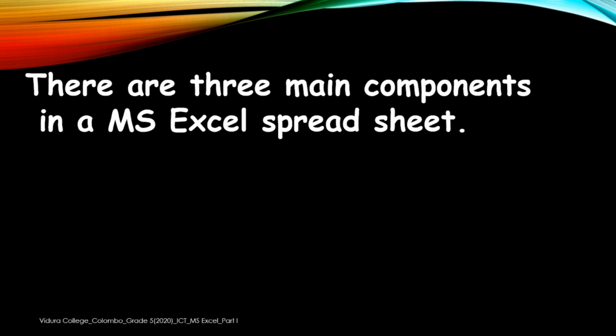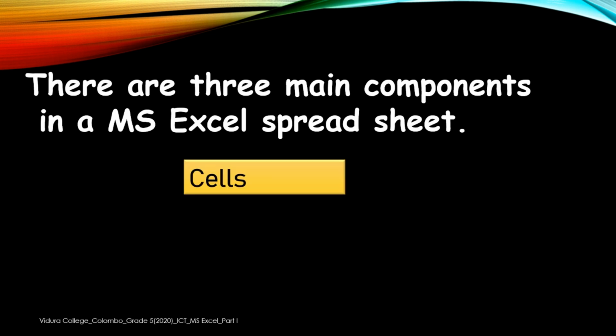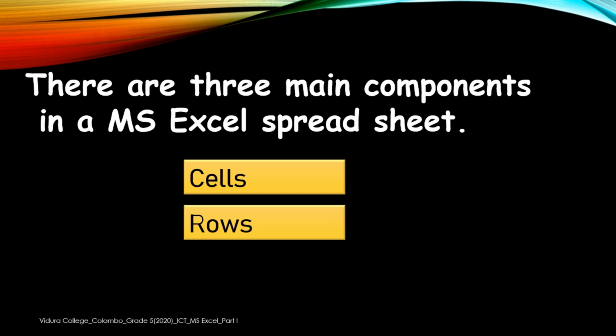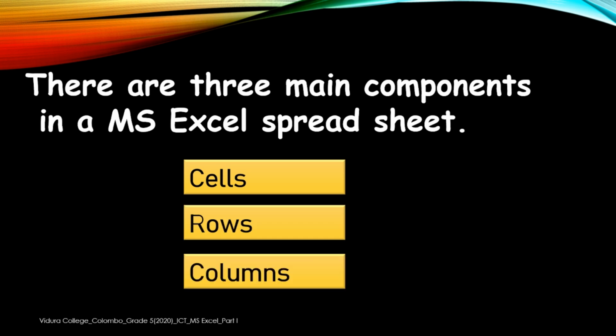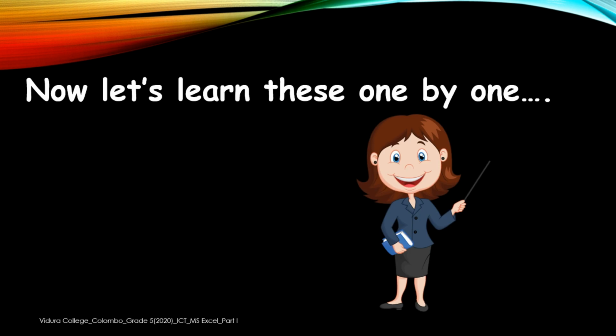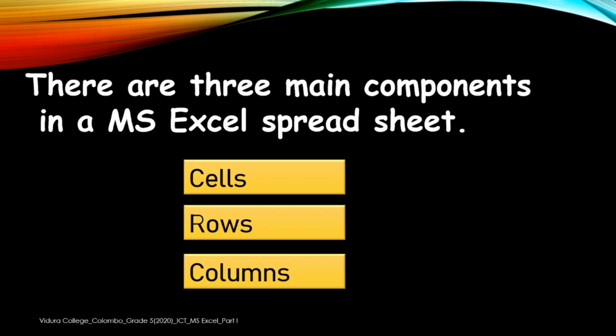Right, now we are moving to another special part of this lesson. There are three main components in a Microsoft Excel spreadsheet. Read again. There are three main components in a Microsoft Excel spreadsheet. They are cells, read with me, cells, rows, columns. Now, let's learn these one by one.